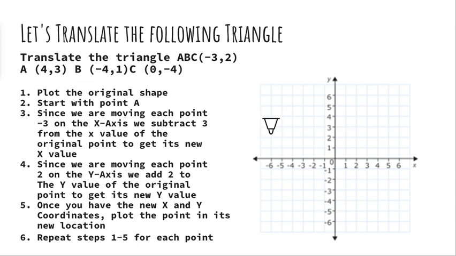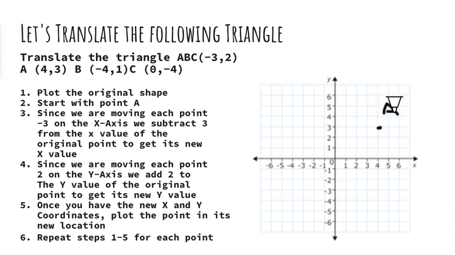Point A's coordinates are 4 and 3. So we start at the origin. I move 4 on the x, 3 on the y. Boom. There's point A, which I'm going to label here.